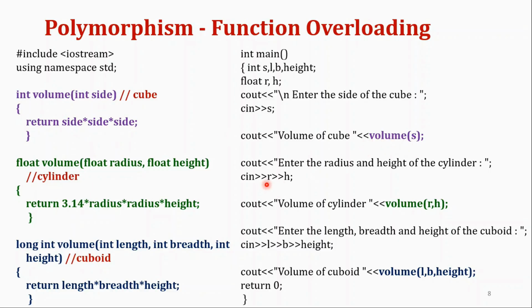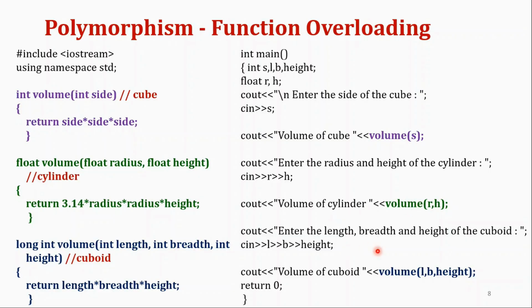Second, I'm getting radius and height. Radius is float, height is float. So I'm calling volume of r comma h. Both are float, so the match is this function. The volume of the cylinder will be returned as a return value, and that will be displayed over here.